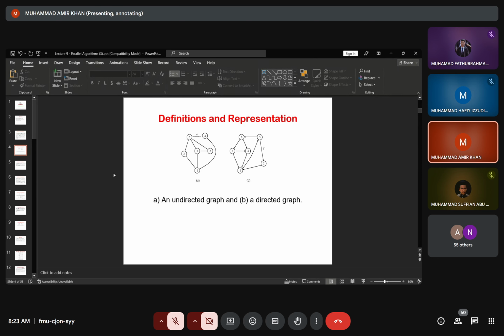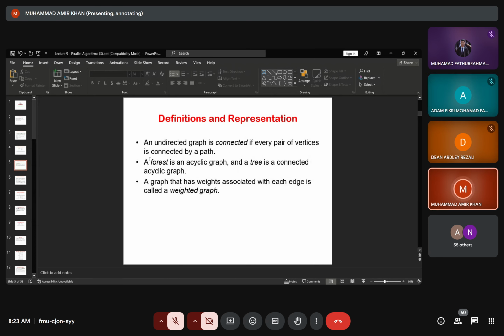Understand? Yes. A graph is connected if every pair of vertices is connected by a path. A forest is an acyclic graph and a tree is a connected acyclic graph. We will see that later. A graph that has weights associated with each edge is called a weighted graph. For every edge there is a number. We call it the weight.